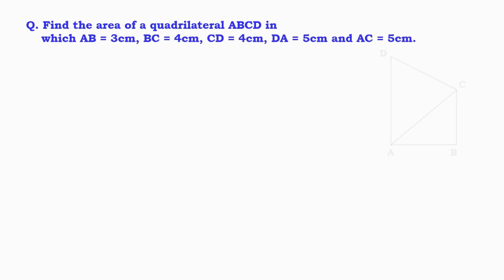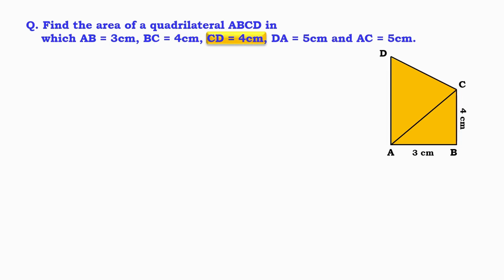Okay, now coming to the next question. Find the area of a quadrilateral ABCD in which AB equal to 3 cm, BC equal to 4 cm, CD equal to 4 cm, DA equal to 5 cm, and AC equal to 5 cm. So the quadrilateral is ABCD, and they have given the sides. AB has 3, BC has 4, CD has 4, DA has 5, and AC has 5.